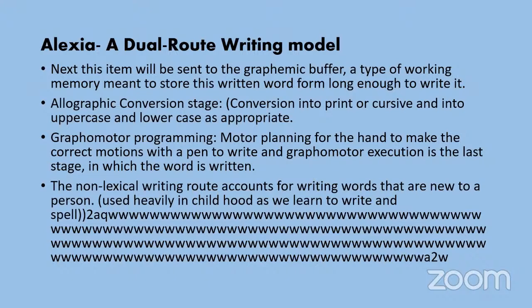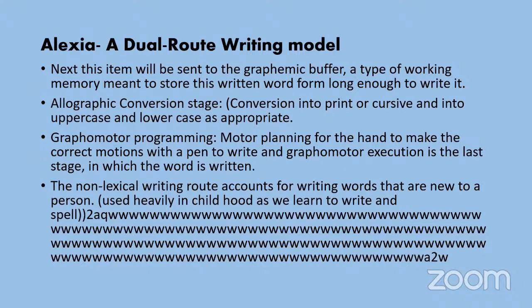The allographic conversion stage, conversion into print or cursive writing and into uppercase and lowercase as appropriate, takes place here. Then graphomotor programming, the motor planning for the hand to make the correct motions with a pen. Graphomotor execution is the last stage, in which the word is written. The non-lexical writing route accounts for writing words that are new to a person, and this mechanism is used heavily in childhood as we learn to write and spell. So see how complex it is.